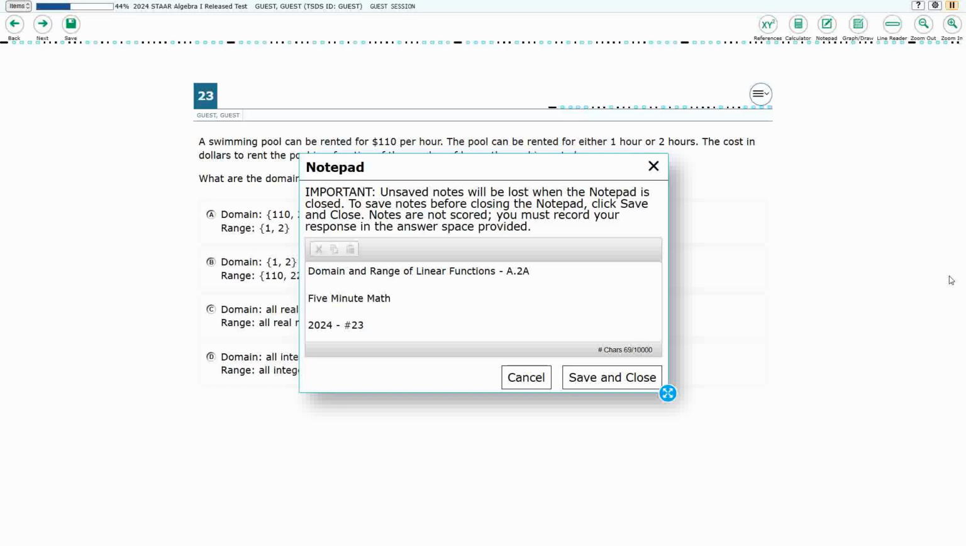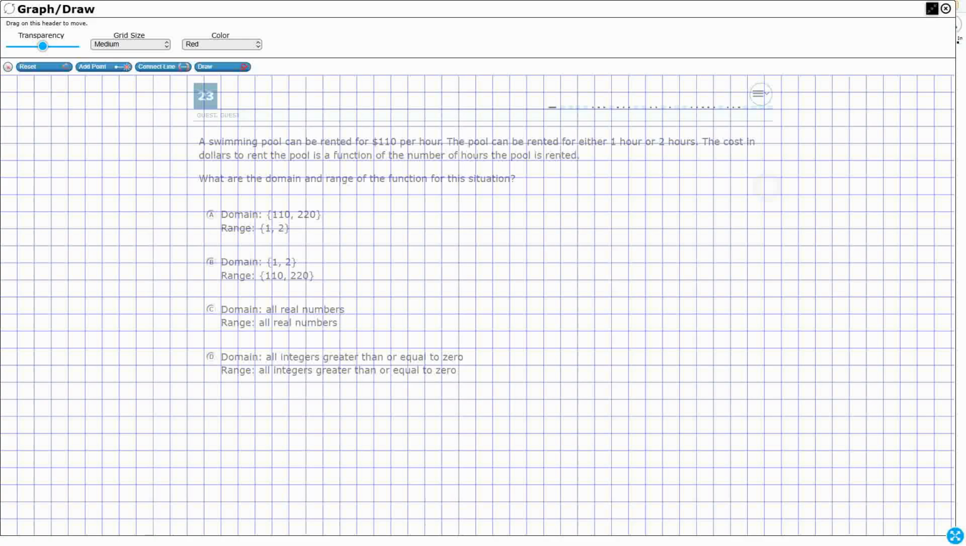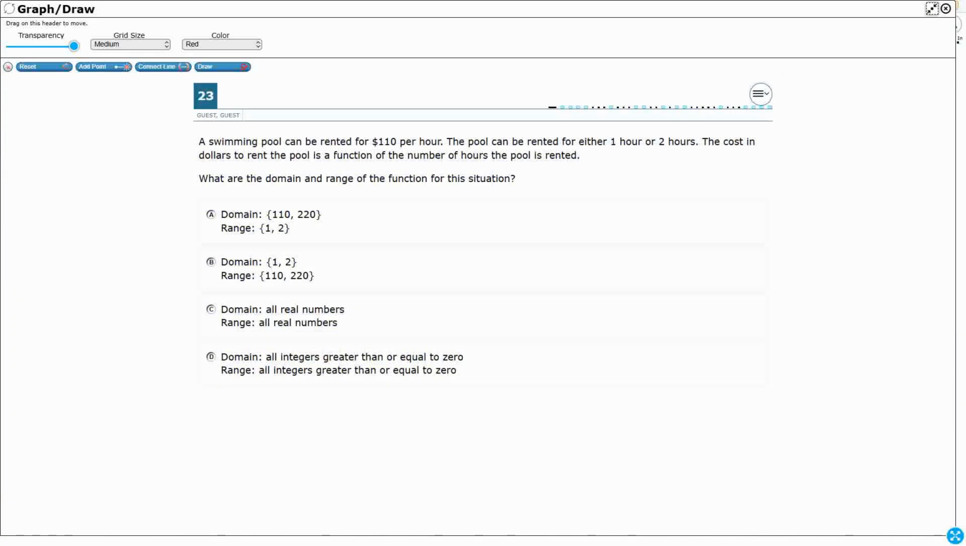Today we are looking at the Algebra 1 concept of domain and range of linear functions. This is standard A.2A in the great state of Texas, and we are using item number 23 of the 2024 released STAAR test. If you haven't done so already, please go ahead and take a moment to pause the video, work this problem out on your own, unpause it, and we will look at our answers together.